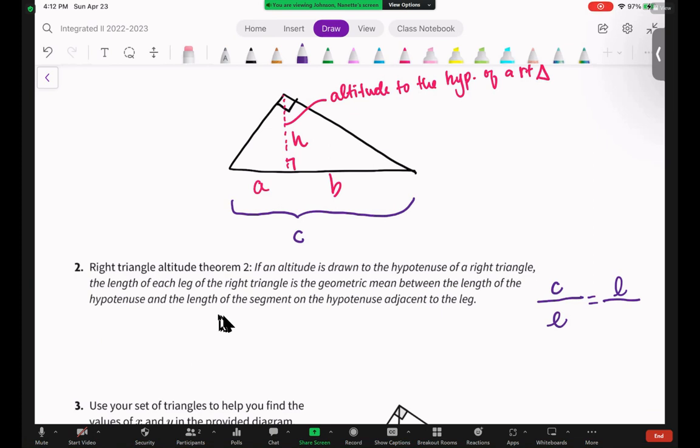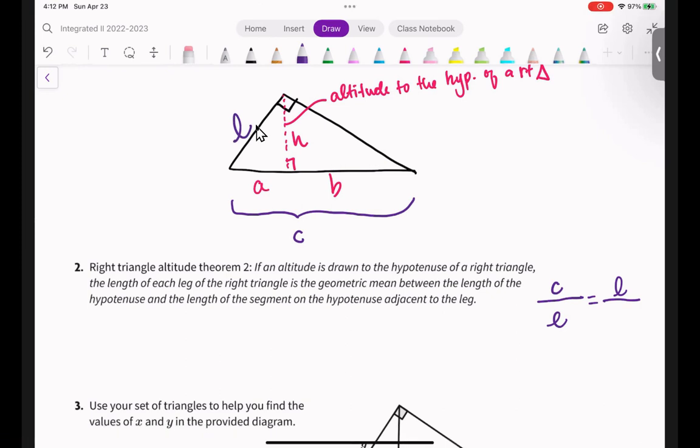And the length of the segment on the hypotenuse adjacent to the leg. So whatever piece is adjacent to it. So if I'm using this leg, if I'm using this piece here, then I'm going to use A. But if I'm using this piece here, I don't know, I'm going to call this X, then I'm going to use this one. So because I'm using that one, leg, then I'm going to use this letter A. Okay.